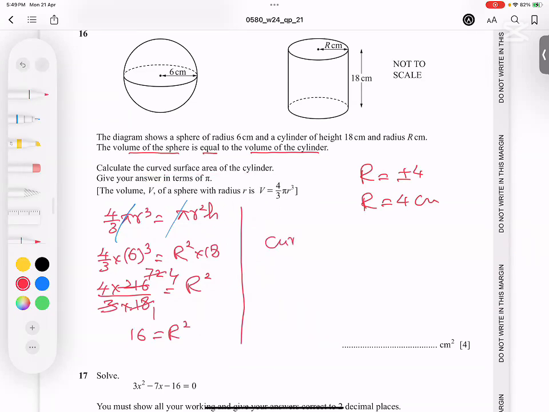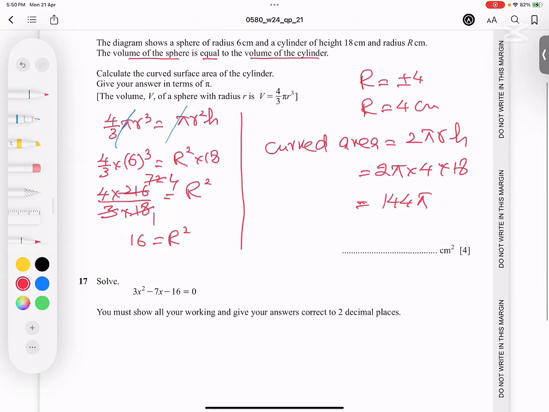So what is the curved area of a cylinder? The formula is 2 pi R h. Keep 2 pi as it is. R is a capital R, which is 4, and h is given by him as 18. So just multiply 2 by 18 is 36, and 36 times 4 is 144. Don't type pi in the calculator and don't use it in calculation. So this is our required answer.